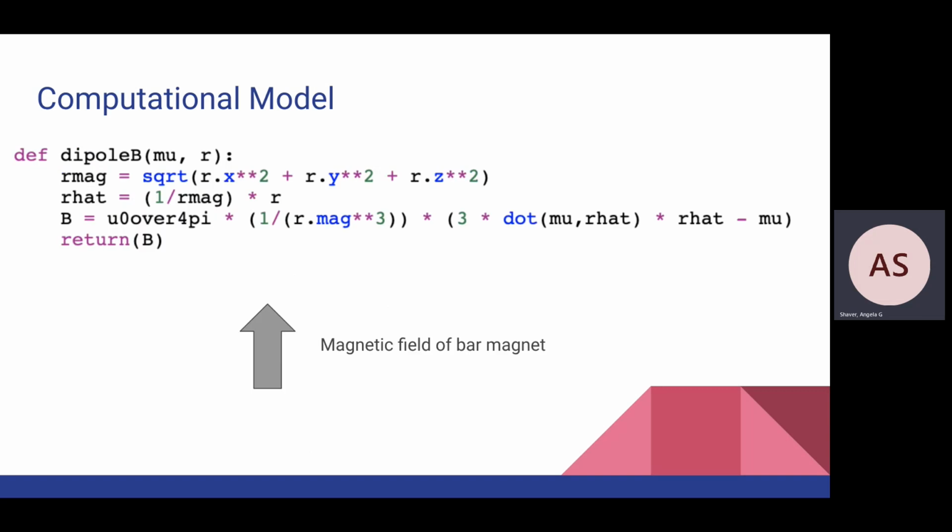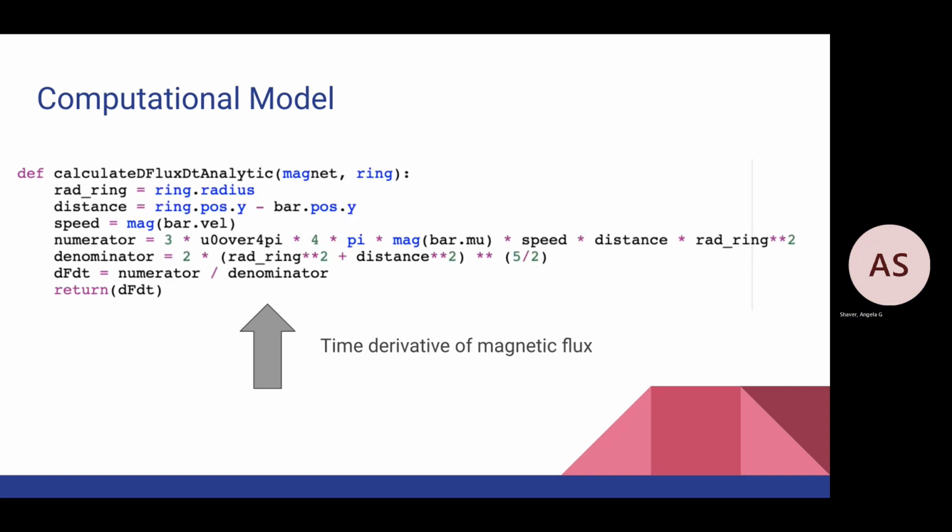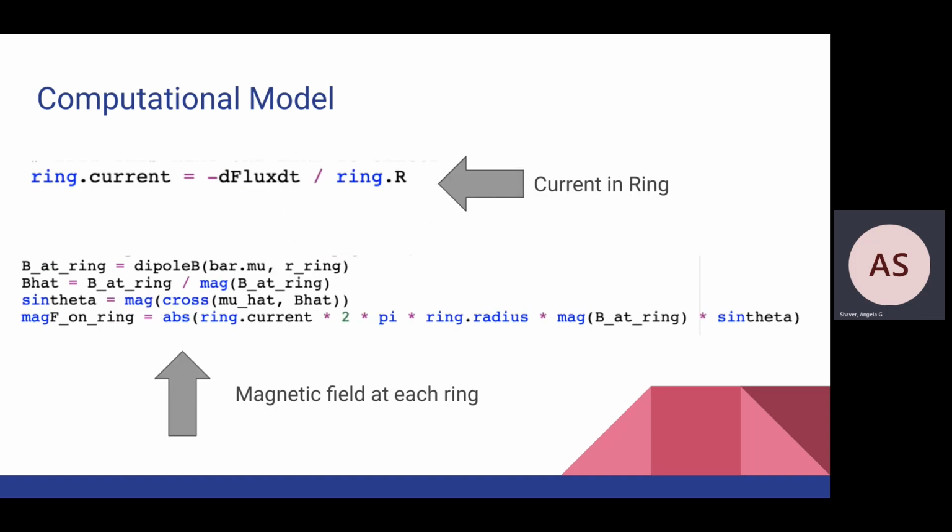And then this segment of the code is creating a function which calculates the magnetic field of a bar magnet. In order to do this, I used Biot-Savart law, which was shown a couple slides ago. This part of the code is defining a function that finds the time derivative of the magnetic flux, and then this segment shown at the top part of the screen was used to find the current in the ring, and then the segment shown at the bottom half of the screen was used to find the magnetic field at each ring.